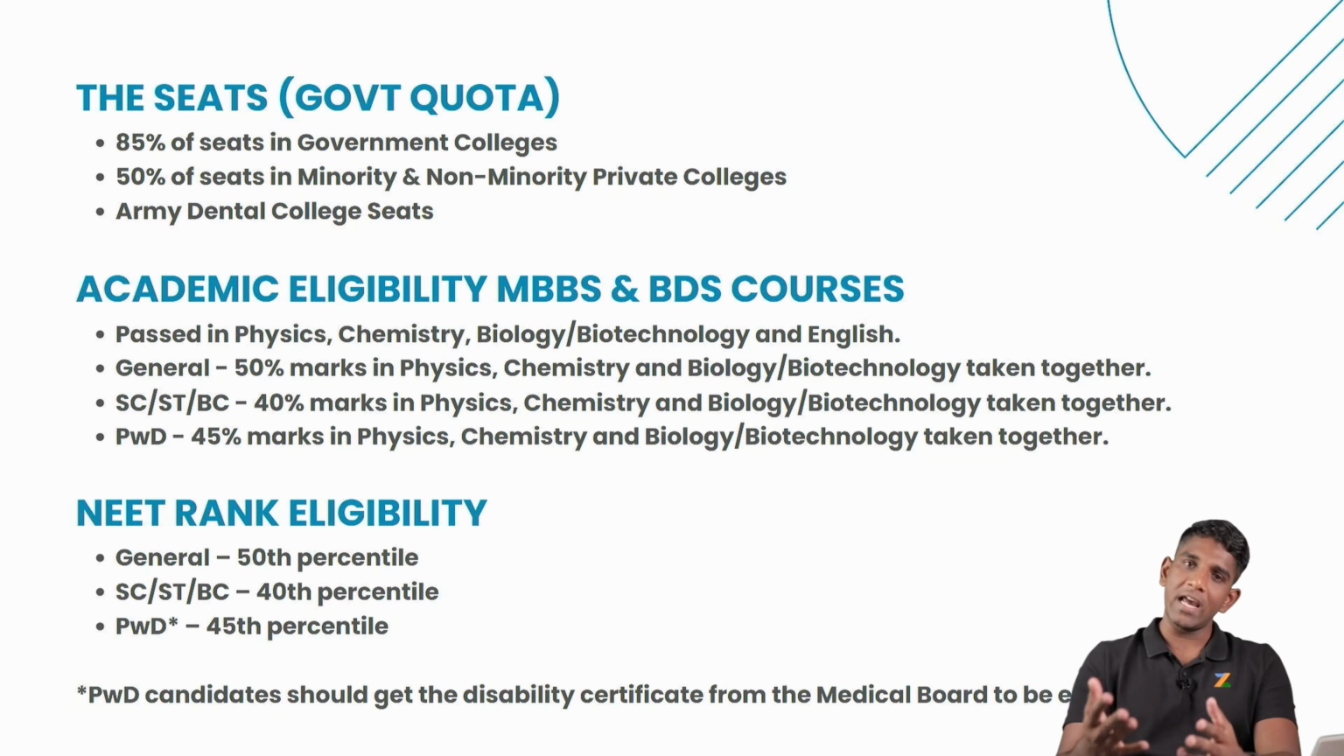Next is the NEET rank eligibility. So in NEET rank eligibility, general candidates should get at least 50th percentile and ST, SC and BC candidates should get at least 40th percentile and PWD candidate should get 45th percentile. And for PWD candidate, they should also get the disability certificate from the medical board to be eligible for the PWD quota.